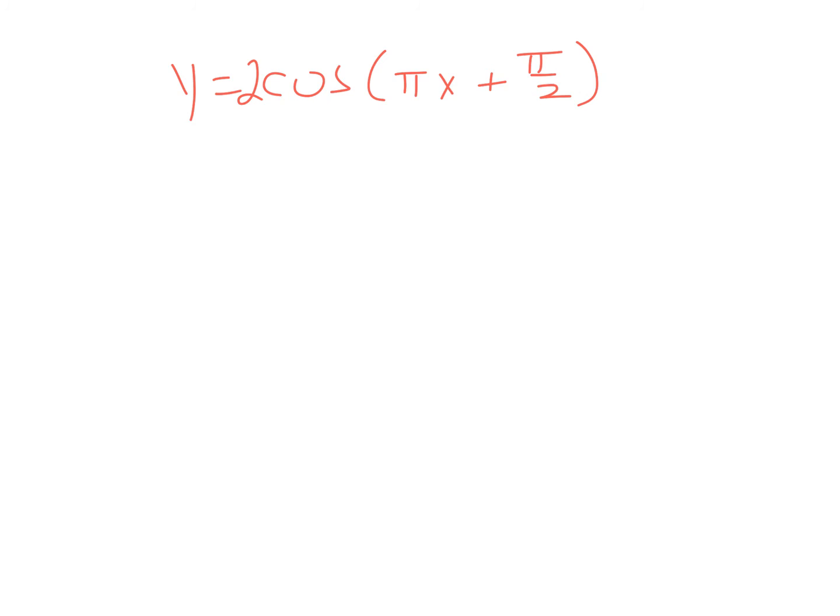So let's graph the following, right? So we have a lot going on here. We have an amplitude 2, period is going to be 2 pi over pi, which is equal to 2.